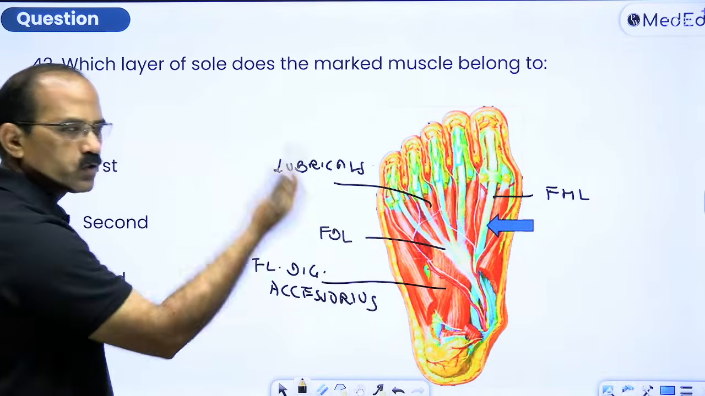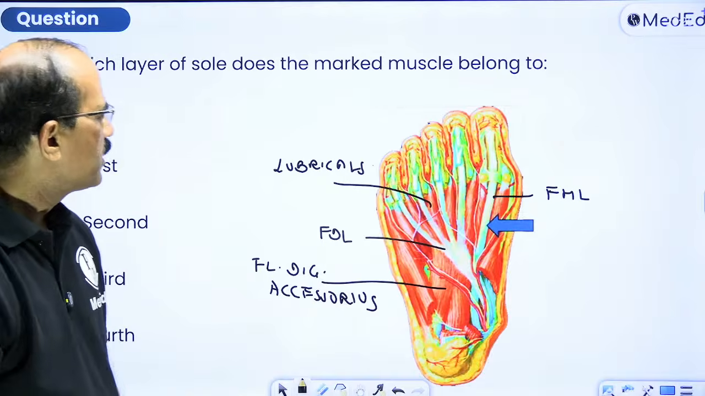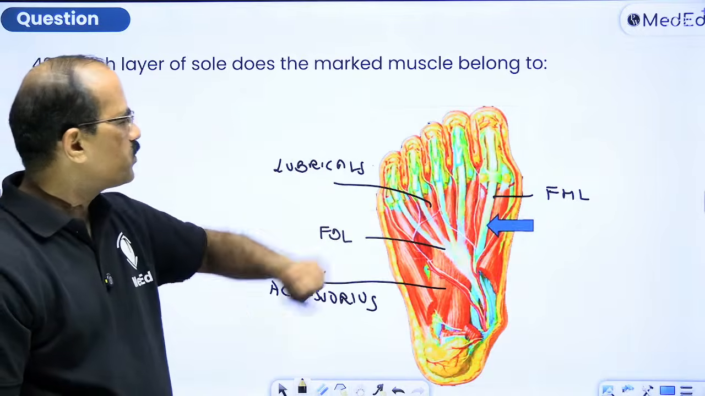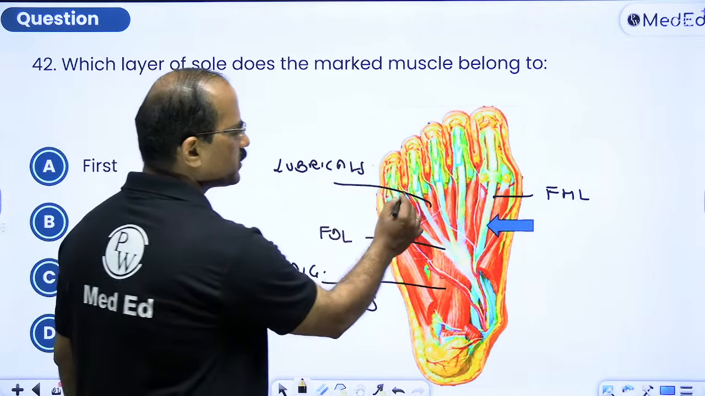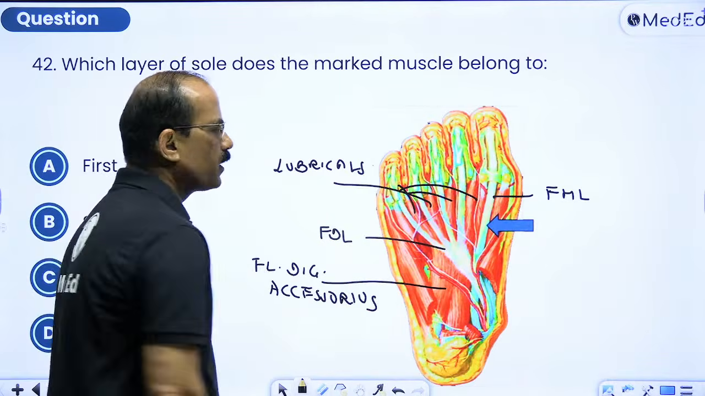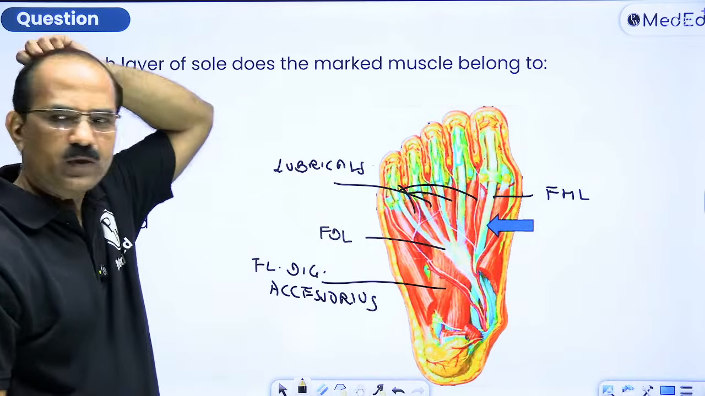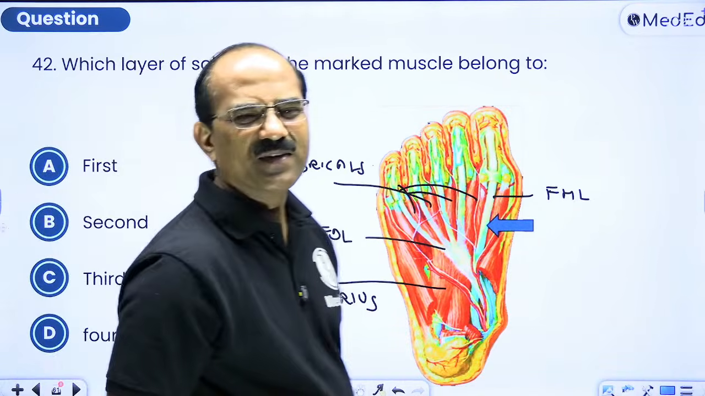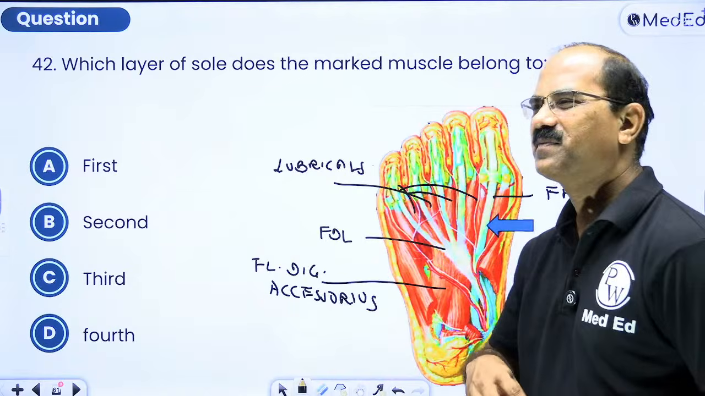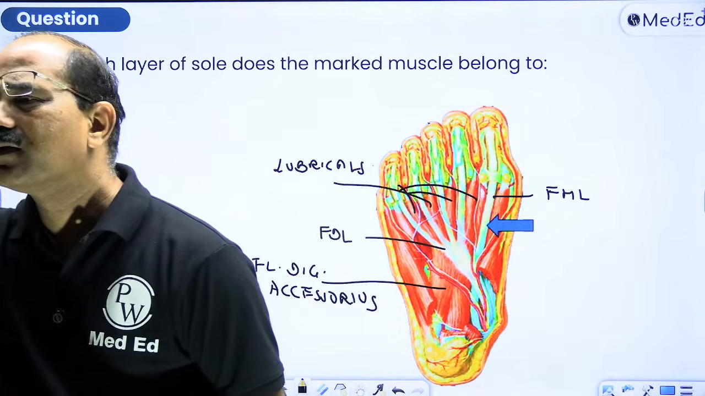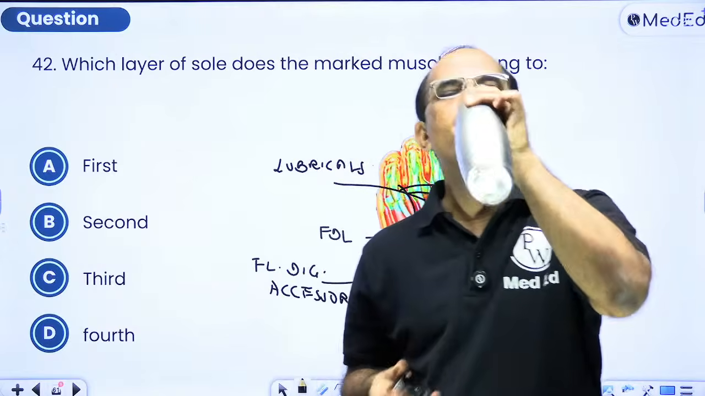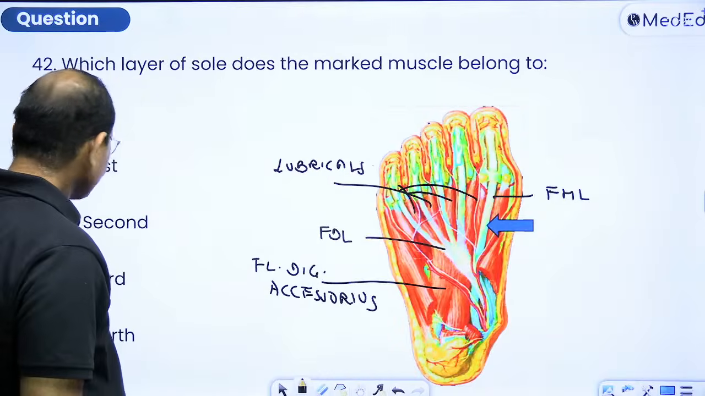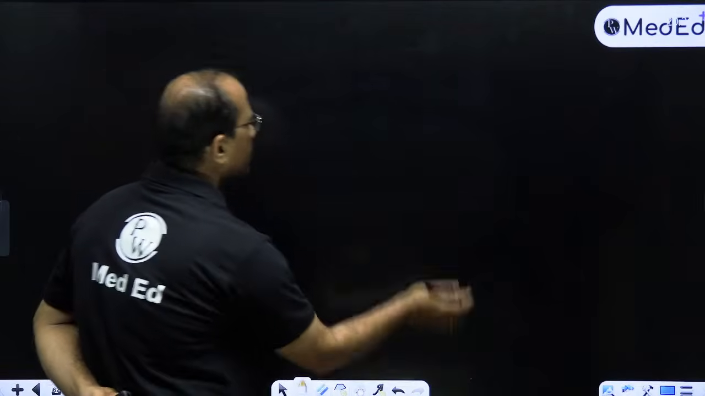All these muscles belong to which layer of the sole? Can you say? Flexor hallucis longus, flexor digitorum longus, the lumbricals, these are all lumbricals, and the flexor digitorum accessorius. All these muscles belong to which layer of the sole? Any guesses? Okay, I'll tell you.